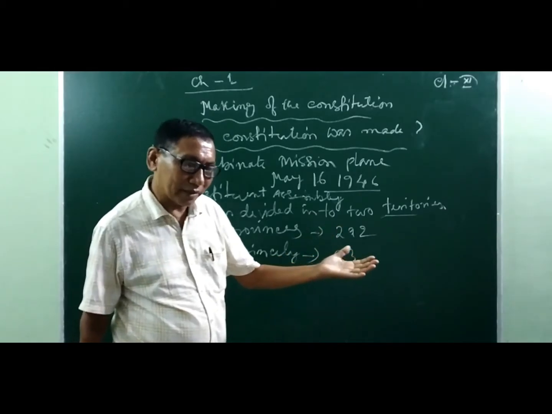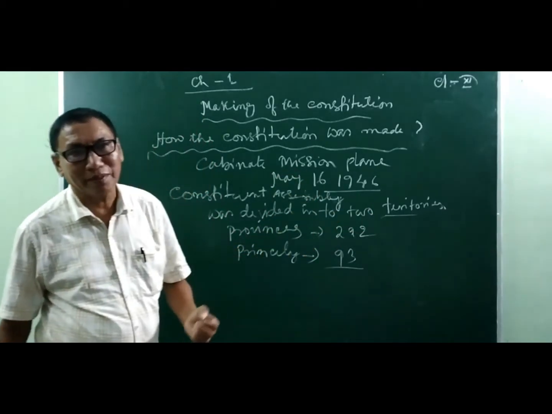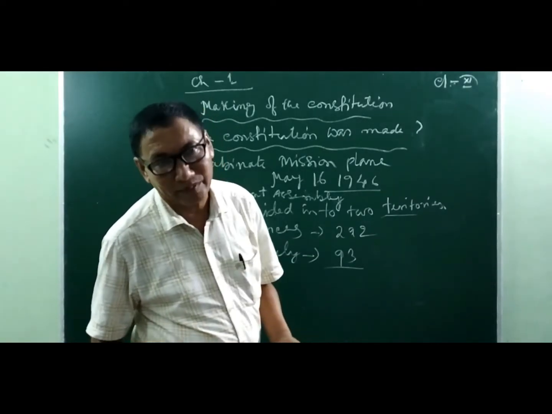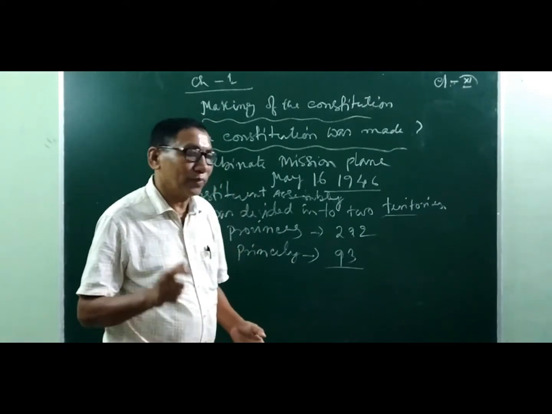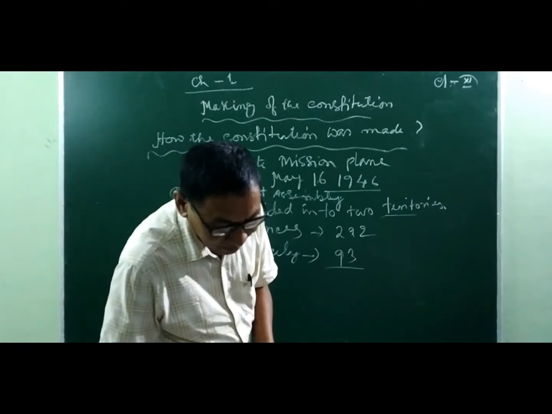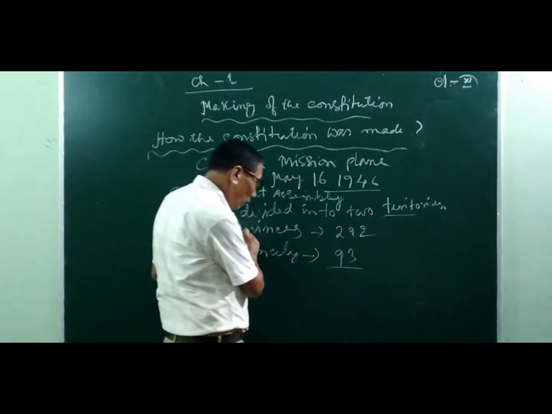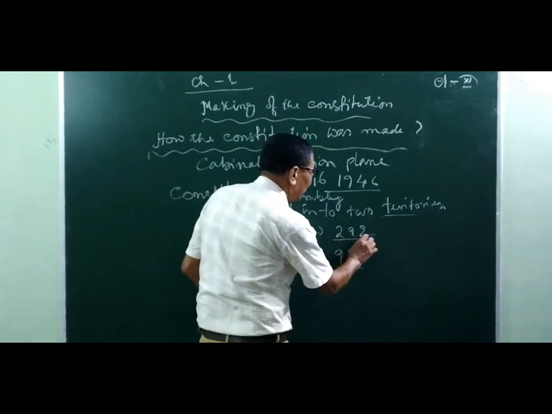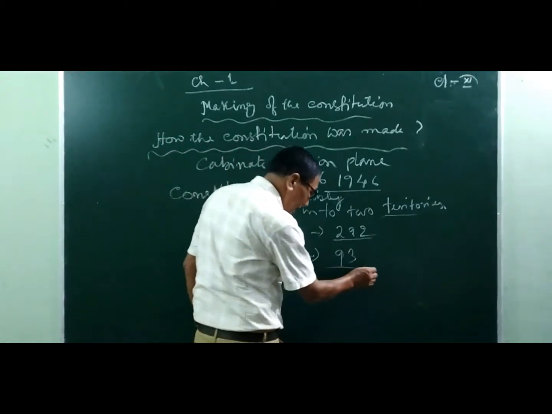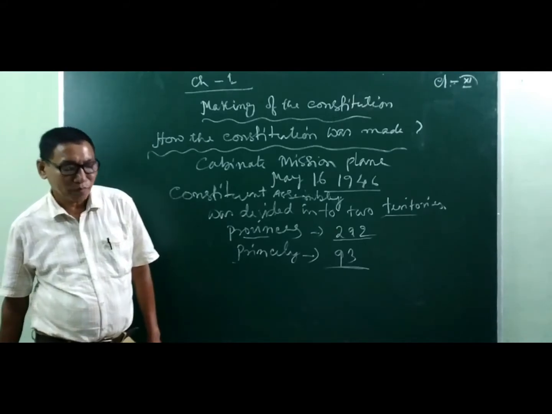Some places had a Nawab, who in those days was a kind of king, a kind of prince. That is why Hyderabad, Patiala and all those are princely states. So from the provinces, they asked to send 292 members, and from the princely states, they asked to send only 93 members.